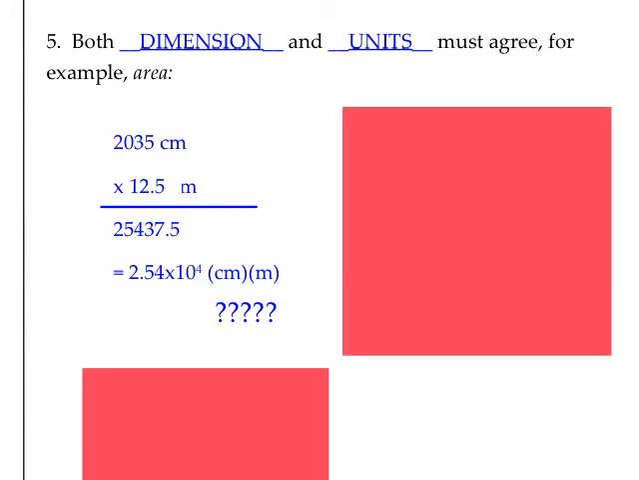Let's say that I multiply 2,035 centimeters by 12.5 meters. I can get a number and come up with something, but when I look and multiply the two units together, I've got centimeters times meters as a unit. That's not the correct dimension for area. For area, you need to have something squared for that dimension. So we want our units to agree with each other so that that dimension of having something squared is going to turn out to be correct. In the metric system, what should you measure length in?